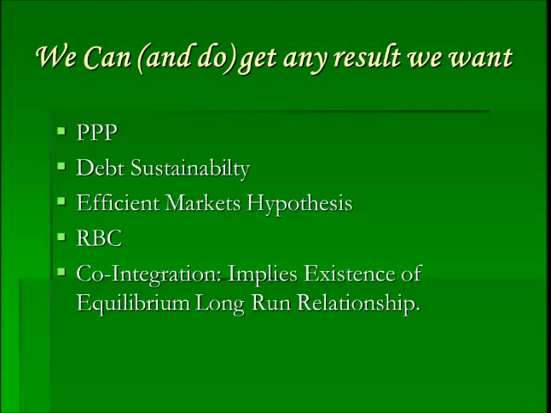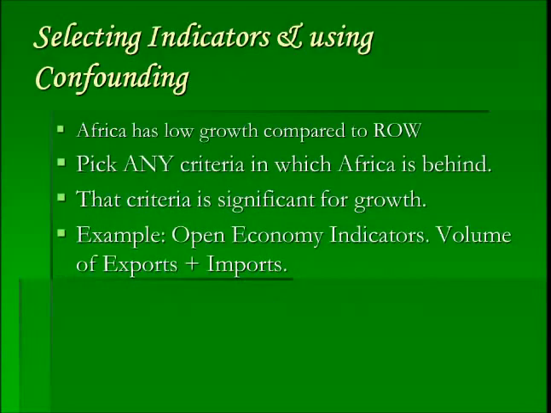Is the debt in this country at sustainable levels or not? Again, if you just look at patterns, you can prove anything you like. Efficient markets hypothesis, you can prove it, you can disprove it. Real business cycles, co-integration, all of these things, you can prove it, you can disprove it, and you can find published papers showing exactly the opposite things. So this is obviously a very bad methodology if you can prove anything you like.